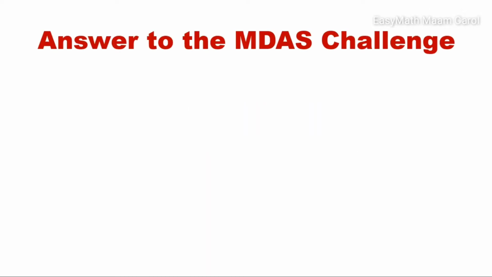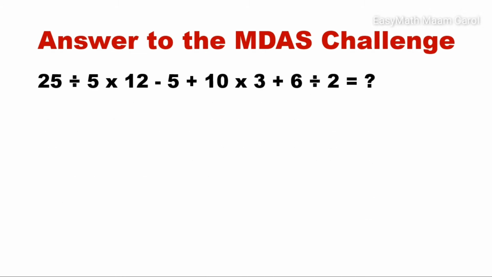But before we proceed with the actual topic, sagutan muna natin yung huling challenge na ibinigay ko sa inyo nung diniscuss ko yung rules ng MDAS. Sabi doon, what is the answer for the series of operations for 25 divided by 5 times 12 minus 5 plus 10 times 3 plus 6 divided by 2. So yan, medyo mahaba.